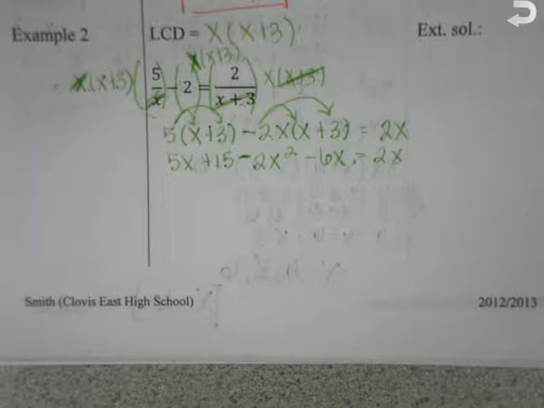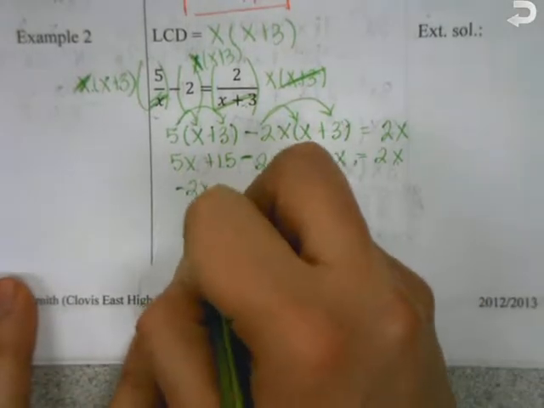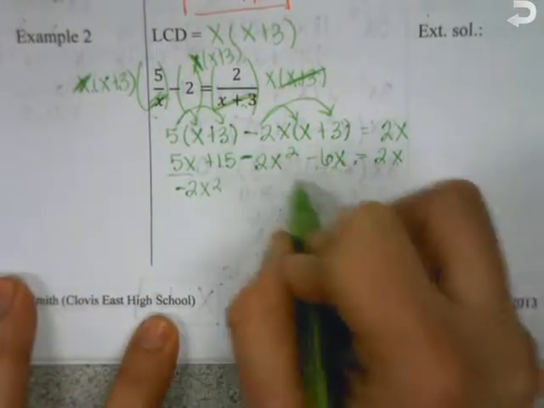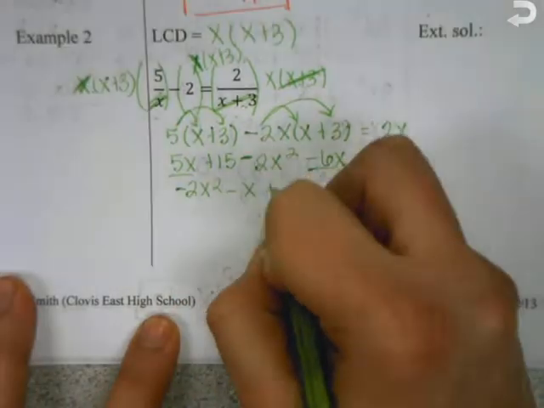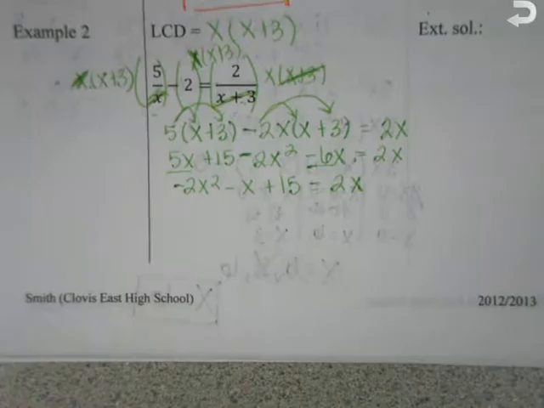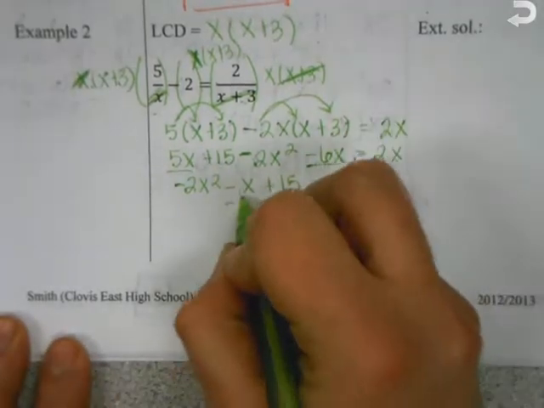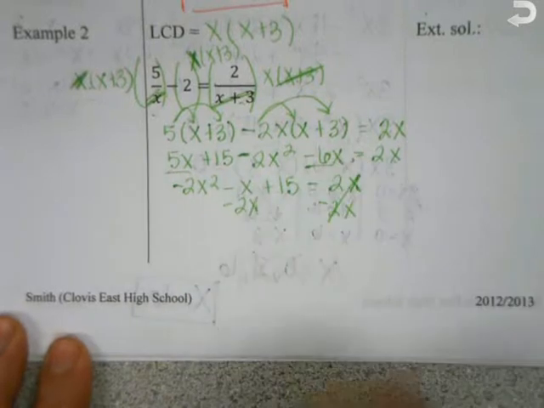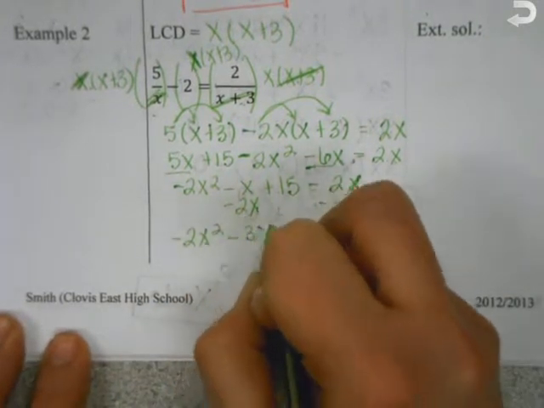Okay, let's combine like terms. So I'm going to get negative 2x squared. 5x minus 6x gives me minus x plus 15 equals 2x. And subtract 2x from both sides. So that's going to give me negative 2x squared minus 3x plus 15 equals 0.